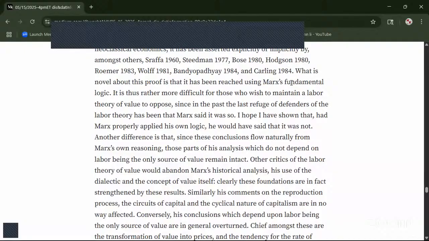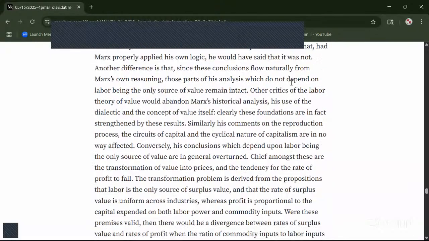Similarly, his comments on the reproduction process, the circuits of capital, and the cyclical nature of capitalism are in no way affected. In other words, you can argue theory of value, but it doesn't invalidate the kind of methodology. Conversely, his conclusions which depend upon labor being the only source of value are in general overturned. You just have to say, that was a problem. He didn't quite do it right, and let's accept that and move on, because there's certainly a whole bunch of other things, the behavior of capital, the nature of capitalism, et cetera, that are still doing what they do, and they do not depend on your labor theory of value in order to get the critique to work.